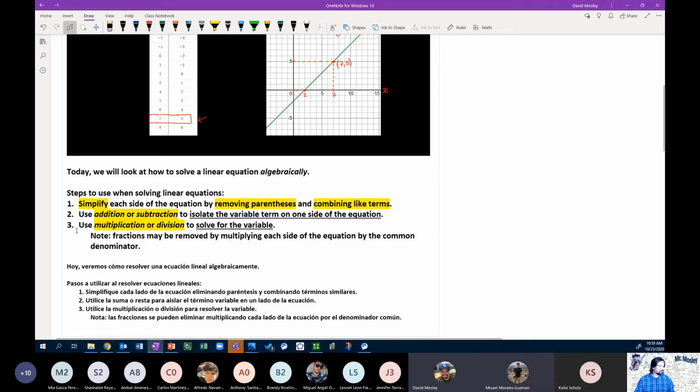Step 3, use multiplication or division to solve for the variable.